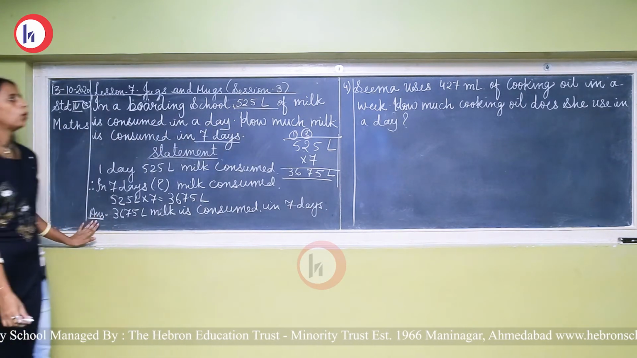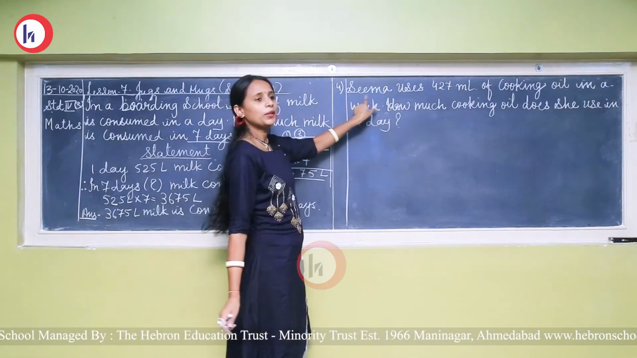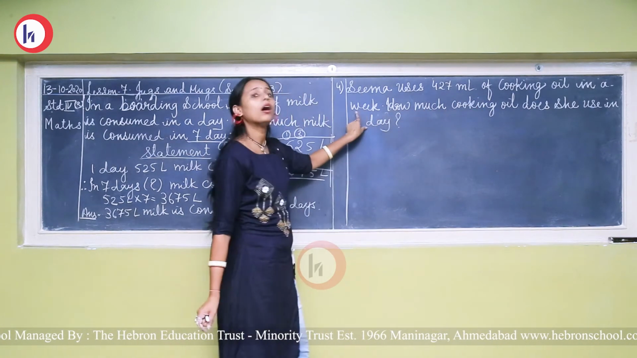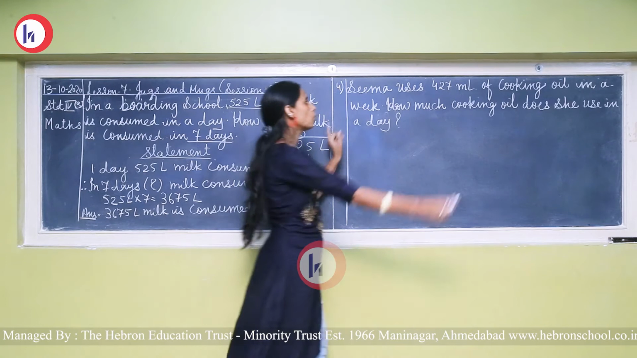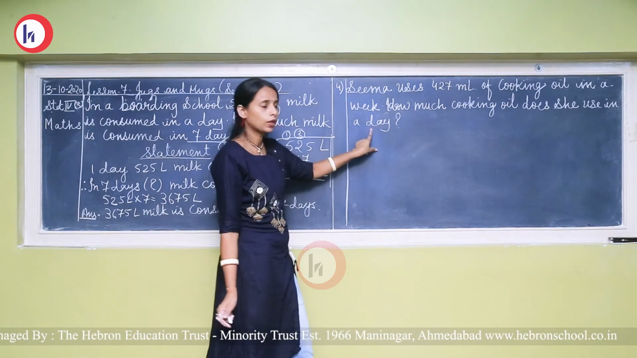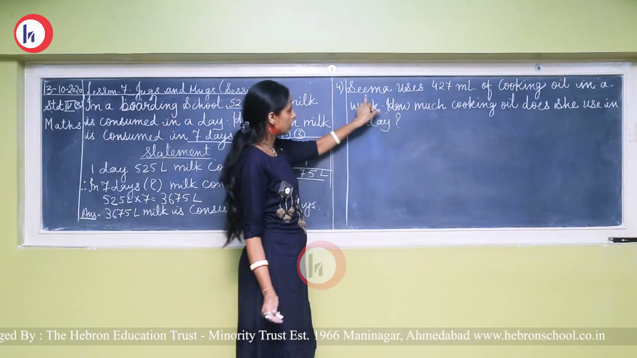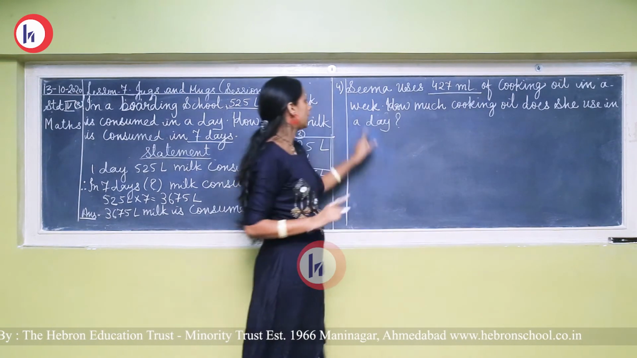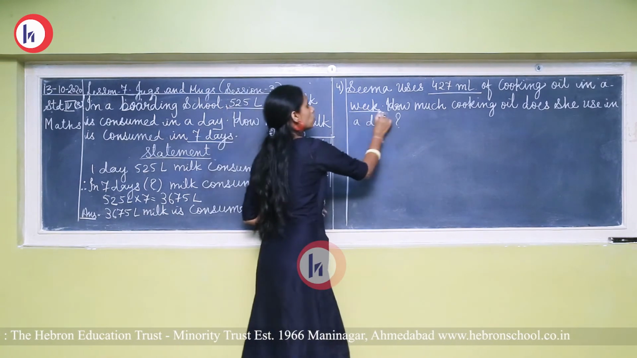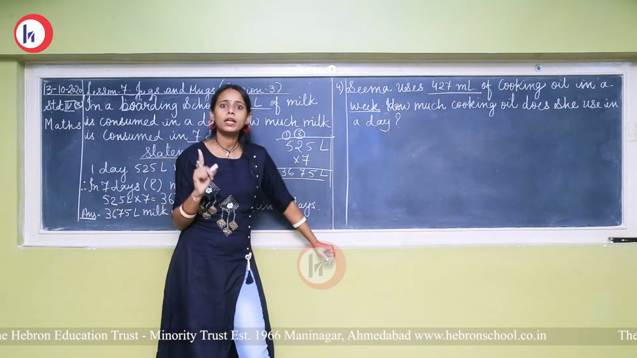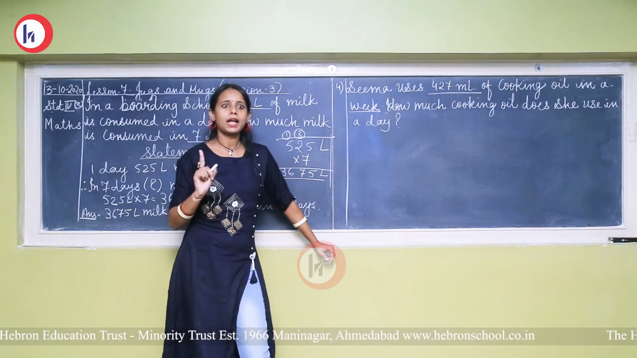Okay. Now, next. Seema uses 427 milliliter of cooking oil in a week. A week means 1 week. Okay. How much cooking oil does she use in a day? So, read it again. Seema uses 427 milliliter of cooking oil in a week. 1 week means 1 week. How many days are there in 1 week? In a week there are 7 days.